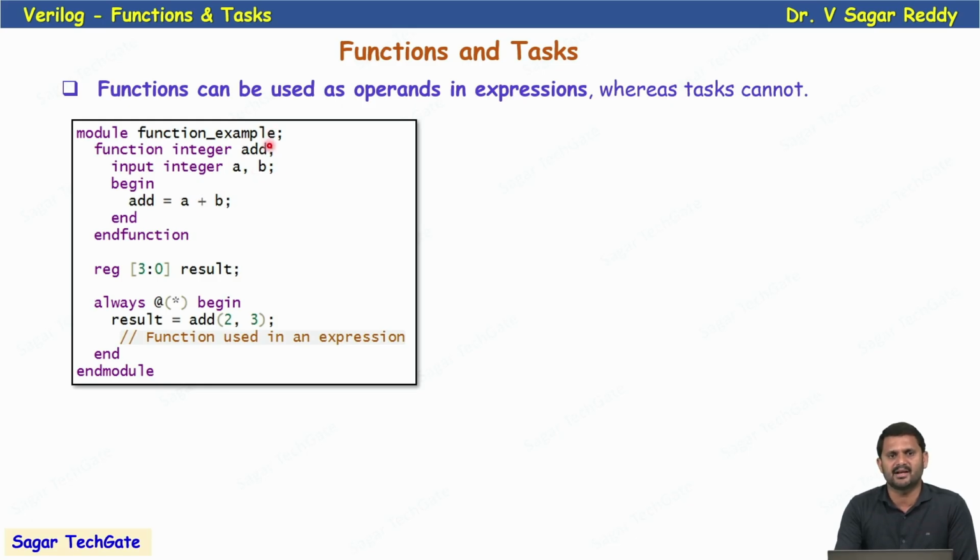You can write like this also. Here add parenthesis, input integer a comma b. Like that also we can write. Now integer a comma b. So begin and end, add equal to a plus b, end function.